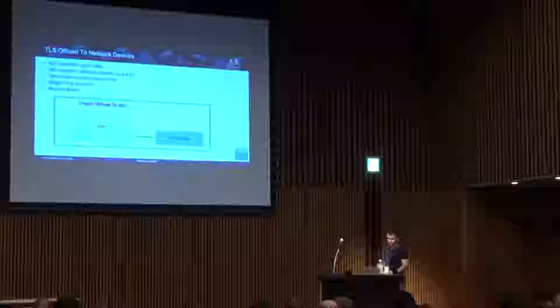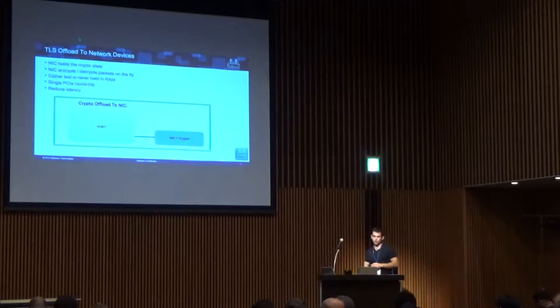And moving on to our proposed solution, where the encryption is moved into the network device. And in this solution, the NIC holds the encryption state, and it encrypts and decrypts packets in flight as they move on through the network device. In this way, the ciphertext is never held in the CPU memory, so the CPU only sees the plain text data, and the network always sees the encrypted data. We have a single PCI round trip, unlike the memory-to-memory model. And overall, we reduce latency since encryption isn't performed on the CPU host.